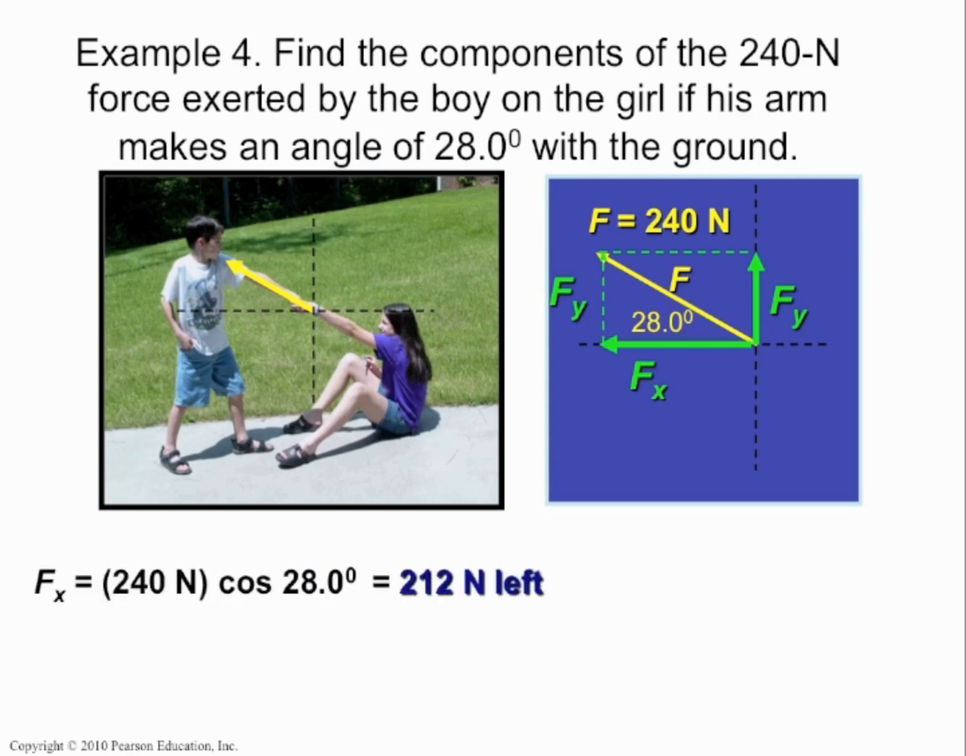Okay, so the horizontal component, or F sub x, the x component, is, again, r cosine theta. And so we have 240 newtons times cosine 28.0 degrees, and that's 212 newtons to the left. And our F sub y, our vertical component of the resultant, is r sine theta, or 240 newtons times sine 28.0 degrees, equals 113 newtons up.